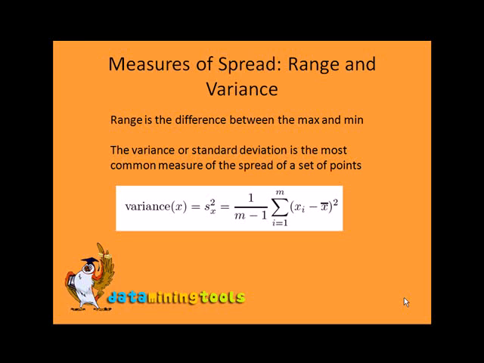Some of the measures of spread are range and variance. Range is the difference between the max and min. Standard deviation is the most common measure of spread of a set of points. The formula for variance is given as shown.